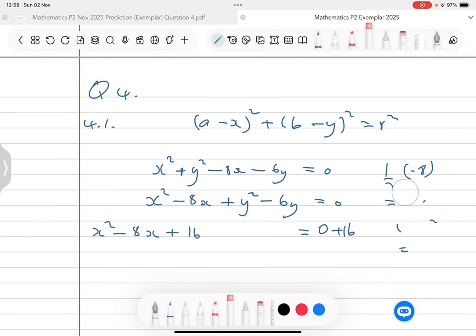Now we are going to do the same for the part that has y. I'm going to take half of negative 6.